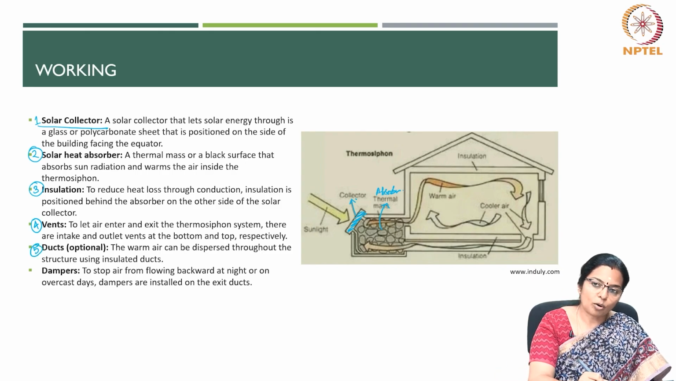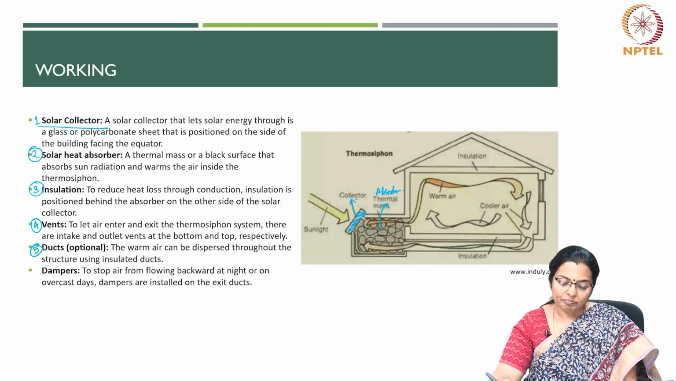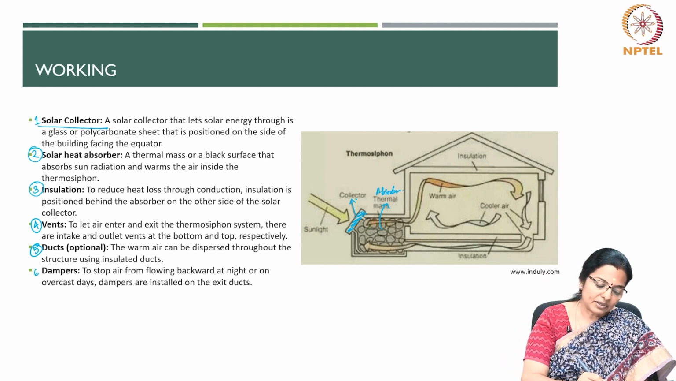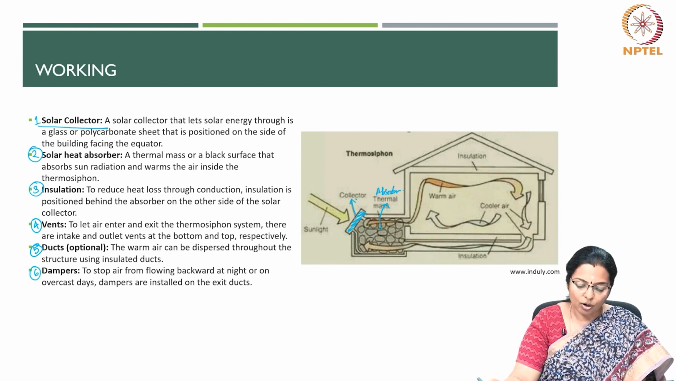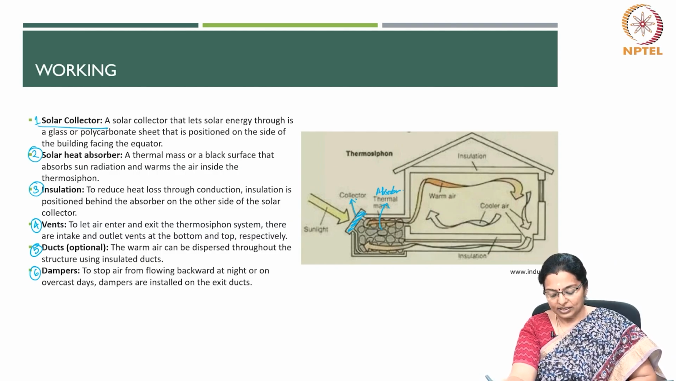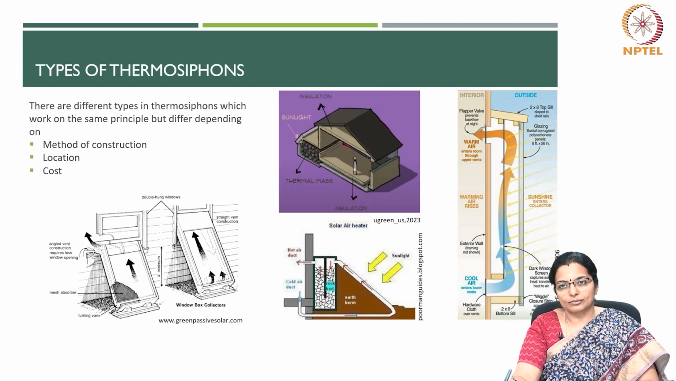Ducts may be optional. The warm air can be dispersed throughout the structure using insulated ducts. Dampers are needed to stop air from flowing backward at night or on overcast days. These dampers are installed on the exit ducts.